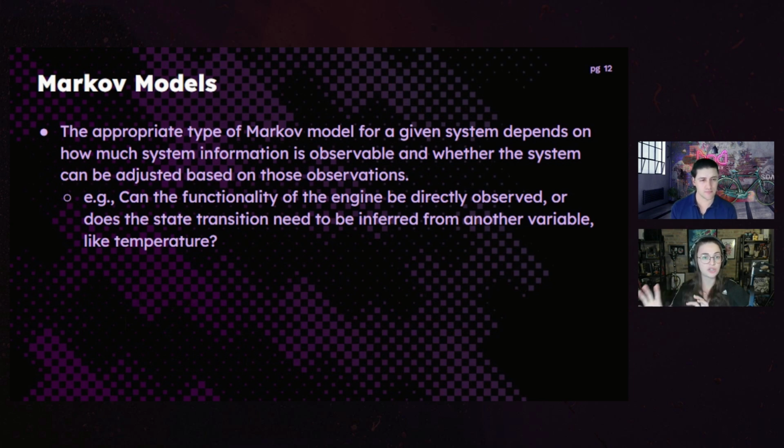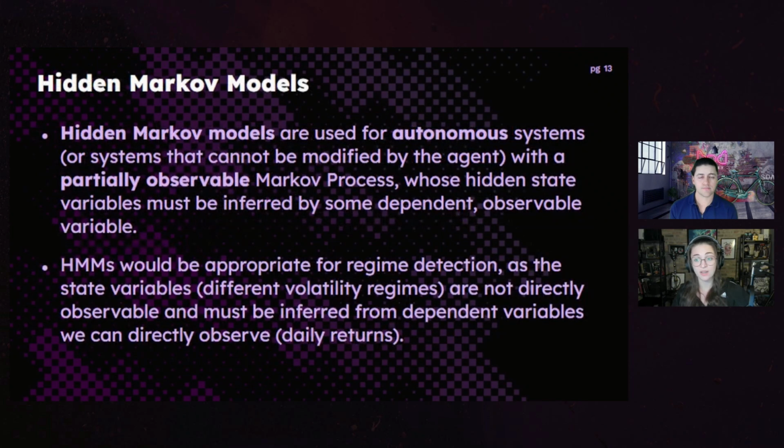So those are the two factors that you would consider when you're determining what type of Markov model to use for your system. When it comes to markets, hidden Markov models are typically what we would use. These are types of Markov models that are applied to autonomous systems, or systems that cannot be modified by the agent. We're going to assume that while we're observing these different market states, no agent observing them can impact the system, because we're assuming no one market participant can really do that.